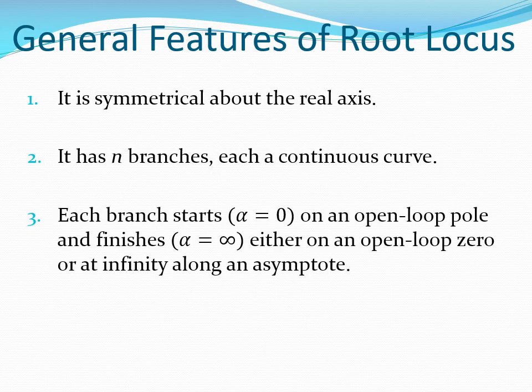3. Each branch starts on an open loop pole and finishes on an open loop zero. The open loop poles and open loop zeros are the poles and zeros of the open loop TF of the root locus problem. If the number of open loop zeros is less than the number of open loop poles, then some of the branches will finish at infinity along an asymptote. Therefore, the number of asymptotes is equal to n minus m, where n is the number of open loop poles and m is the number of open loop zeros.